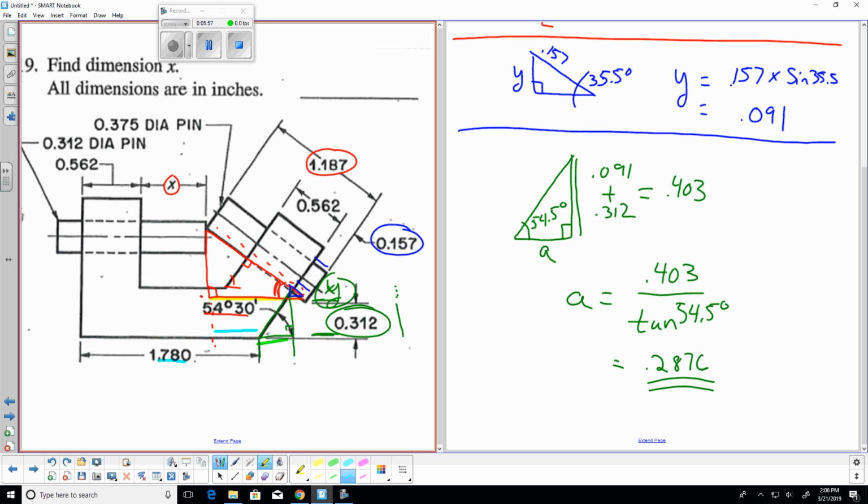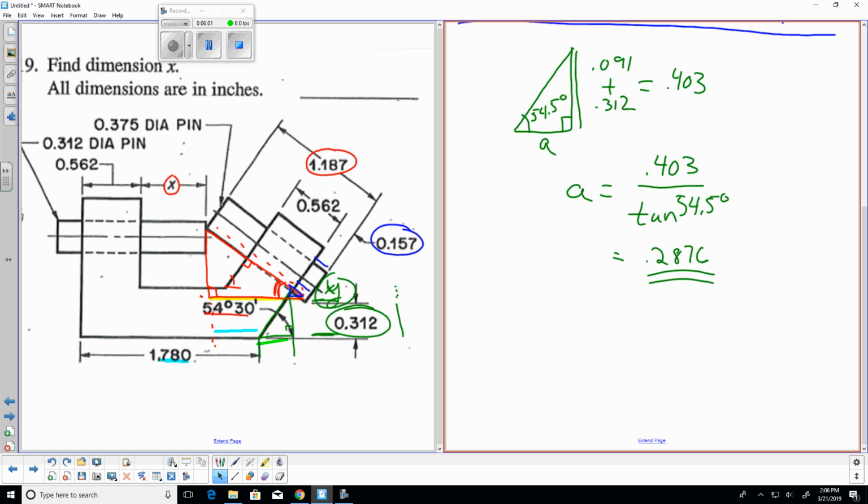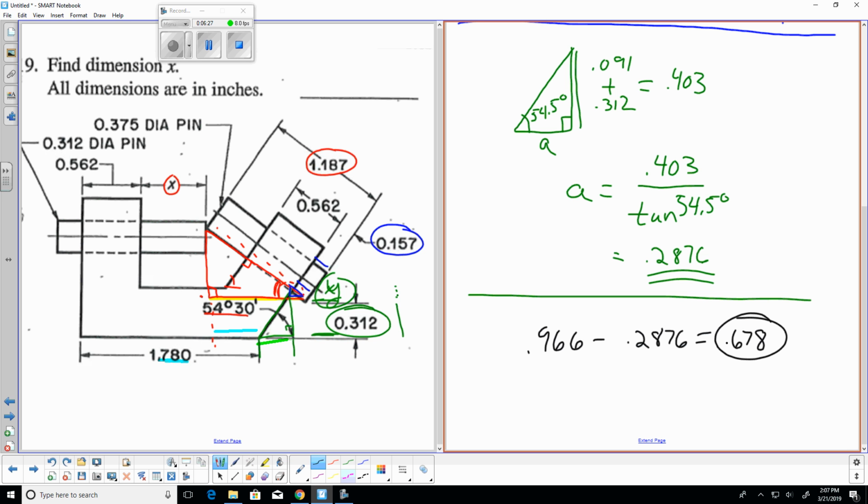Okay, that's going to be really good because we're going to use this. Okay, so here we go. We're going to go yellow minus green will give me blue. So let's do that. Yellow value is our value that I called Z in the beginning, which is 0.966. We're going to take away the A value, which is 0.2876. That's going to give us 0.678, and that's really good because that's my blue value. So this distance right here is 0.678.